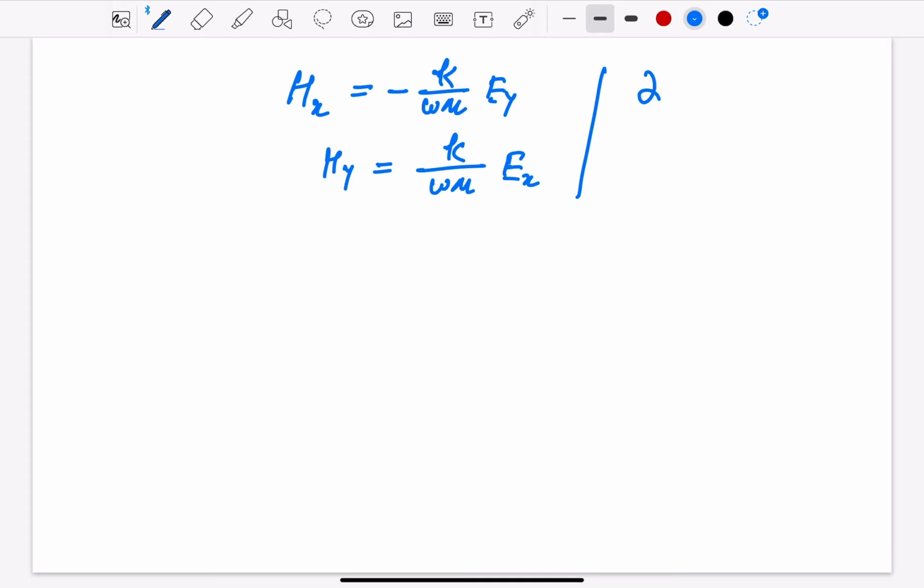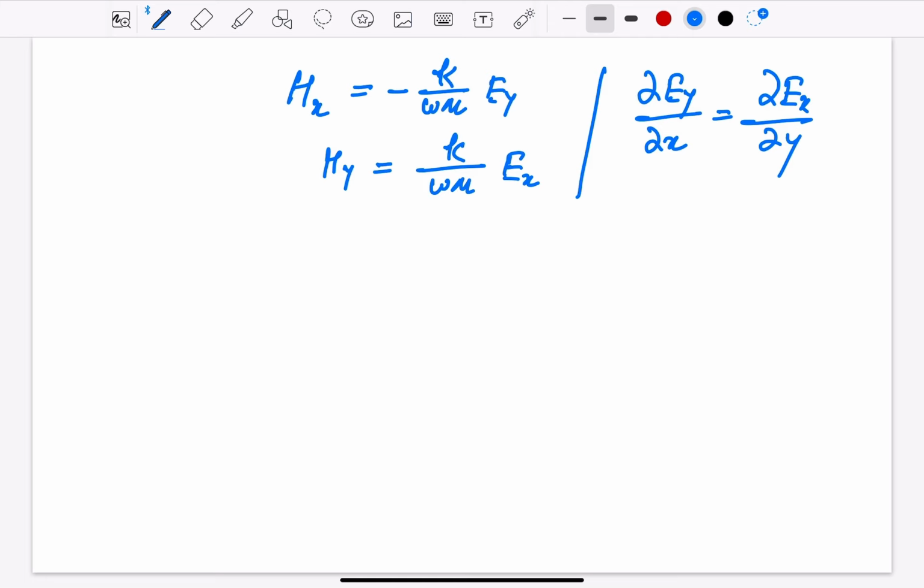So if you write for the magnetic field, this will be Hx equals minus k divided by omega mu times Ey, and Hy is equal to k by omega mu times Ex, and again here dou Ey over dou x is equal to dou Ex over dou y. So we have a set of 6 equations here.